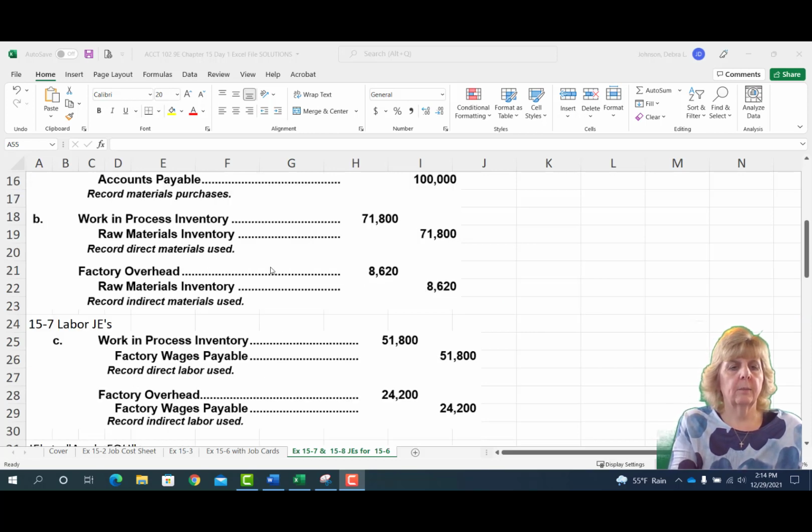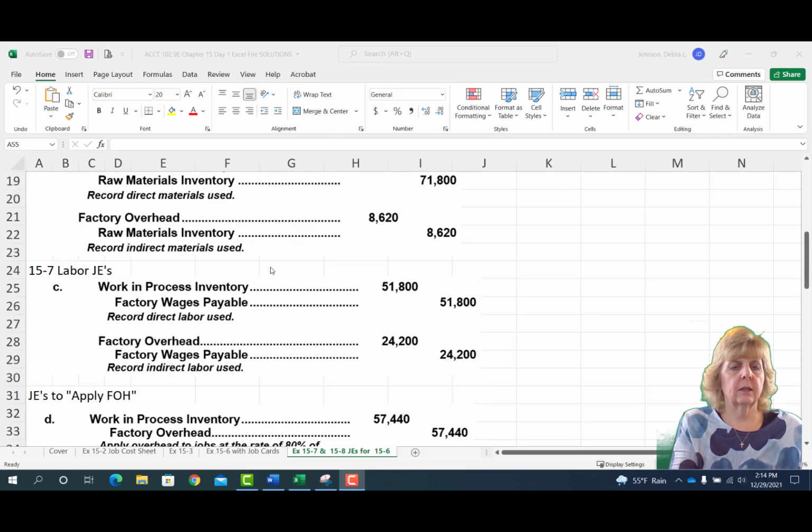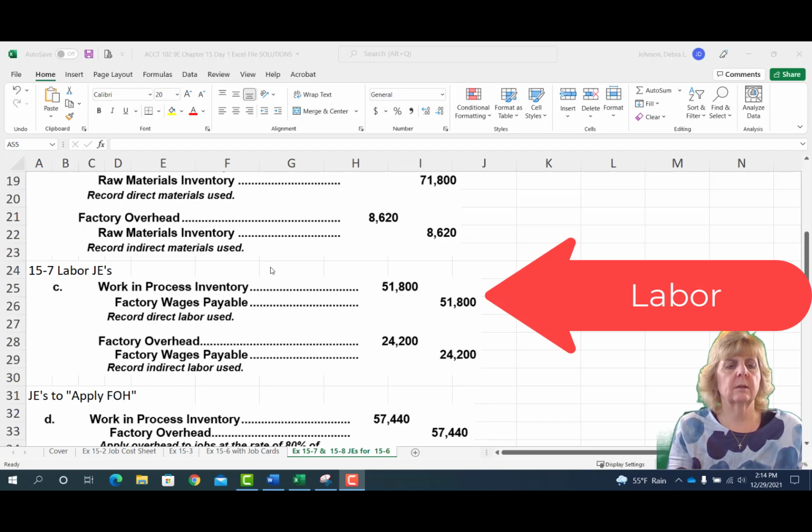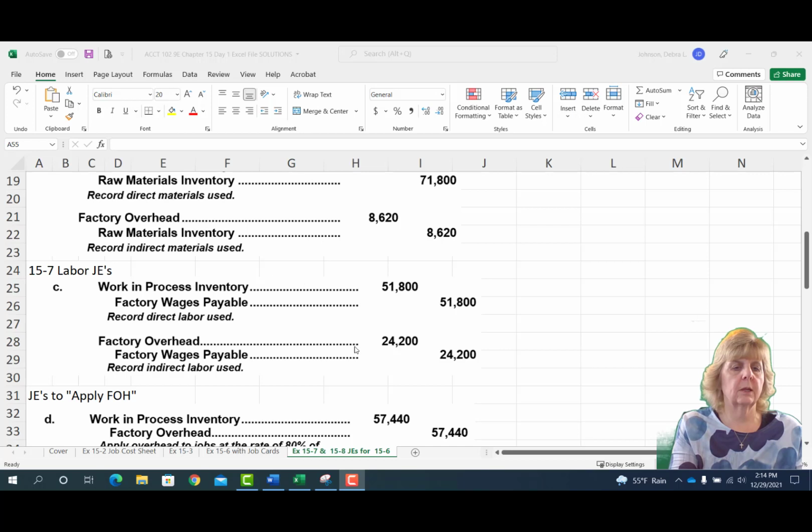Further scrolling up, let's take a look at the labor journal entries. The first part of letter C records the direct labor, or the dirty hands or touch labor, based on the time tickets. And the second part of letter C shows the indirect labor charged for general factory labor.